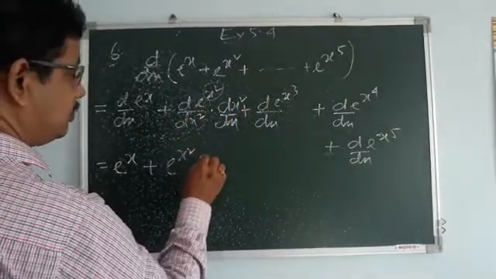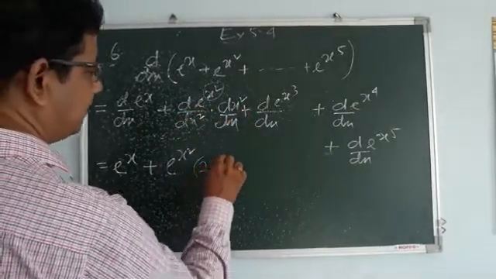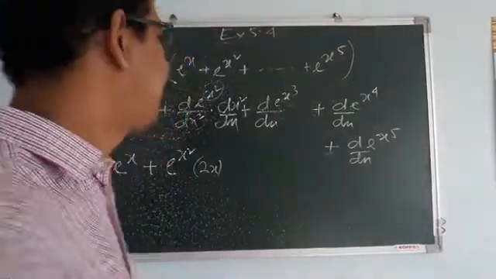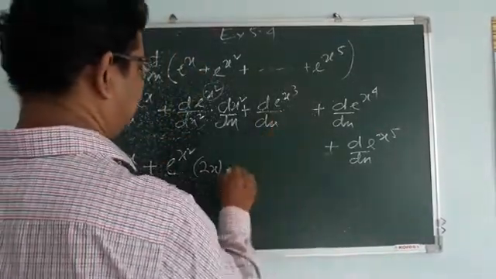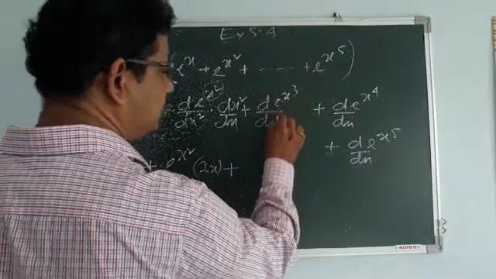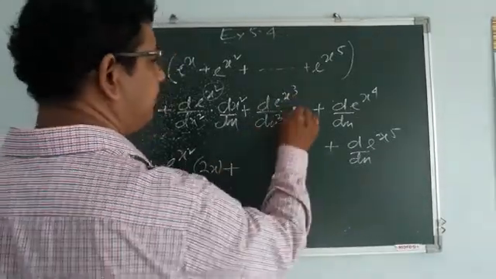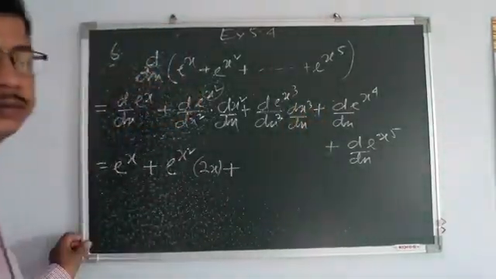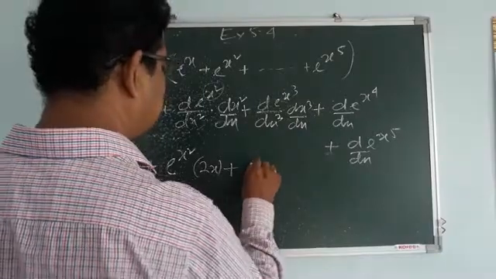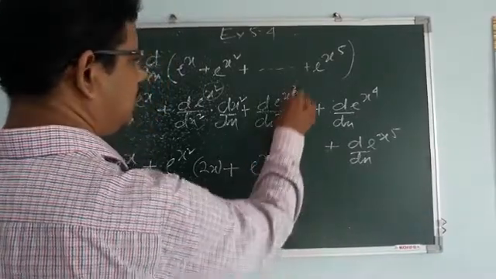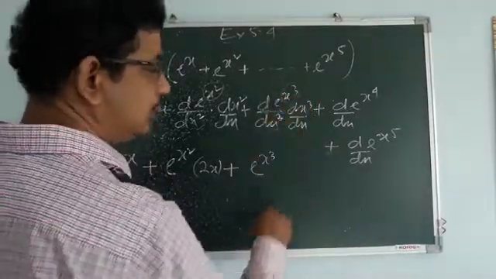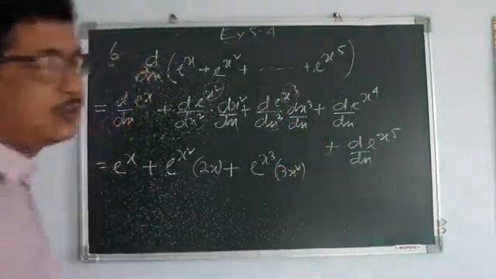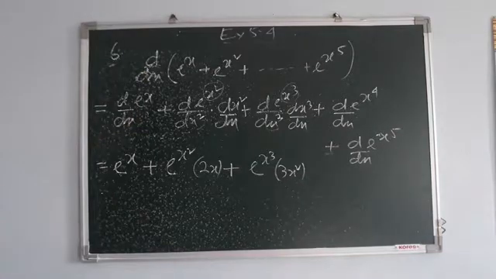Now what is this one? This is twice x only. Differentiation of x square with respect to x is twice x. Now here again x cube, so you have to write 3, and d(x cube)/dx you have to write. This one will be e to the power x cube. Why? Because this one with respect to x is what? 3x square. Differentiation of x cube is 3x square.